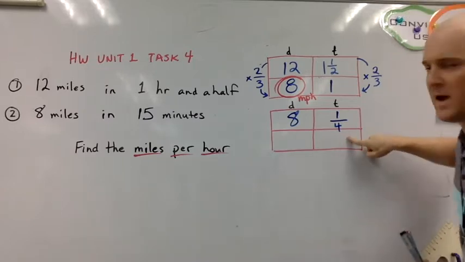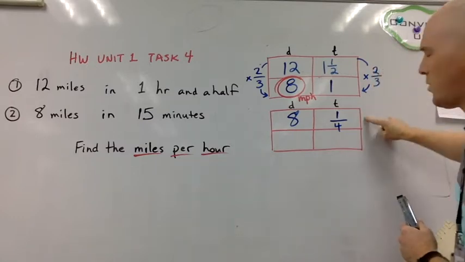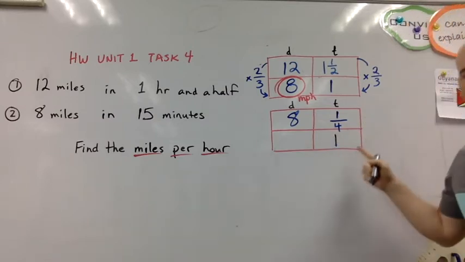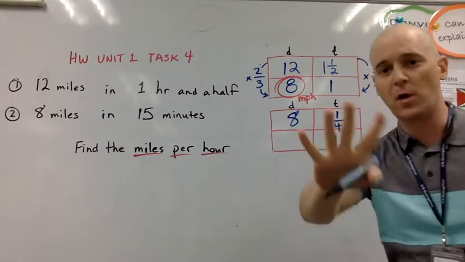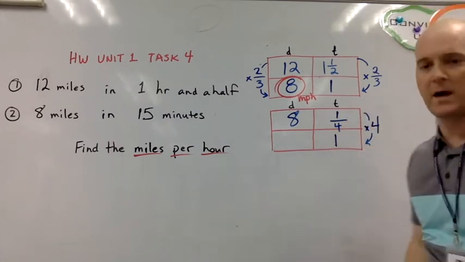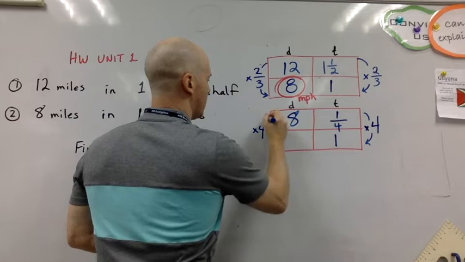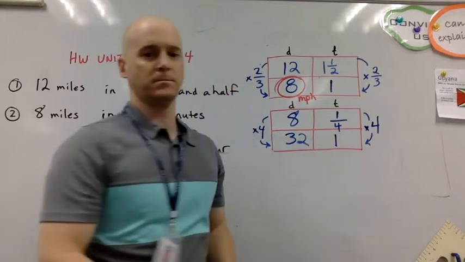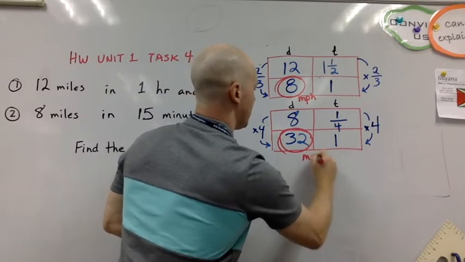Now, we want this again to represent 1 hour. So we want to go from 1/4 of an hour to 1 hour. How do you change 1/4 into 1? You multiply it by something. 4. So 1/4 times 4 will get you from here to here, right? So let's do the same thing to the other side of my box. Times 4. Okay, 8 times 4, everybody knows, is 32. So there's your answer now. 32 miles per hour.